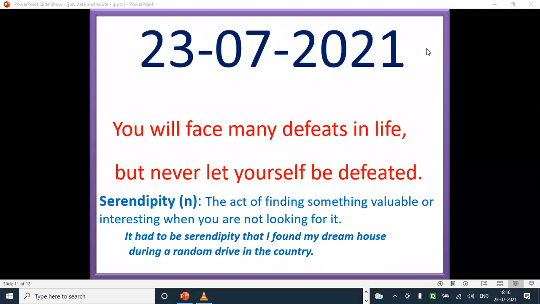Today's word is serendipity, the act of finding something valuable or interesting when you are not looking for it. It had to be serendipity that I found my dream house during a random drive in the country.